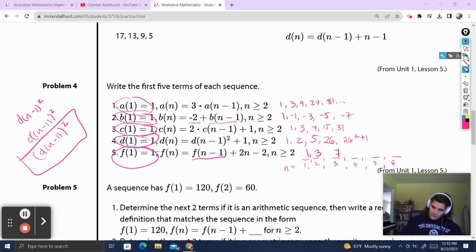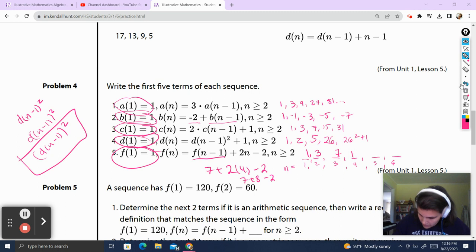And again, the previous term is 7, plus 2 times the current term we're on, which is 4, minus 2, which is 7 plus 8 minus 2, which is 13.